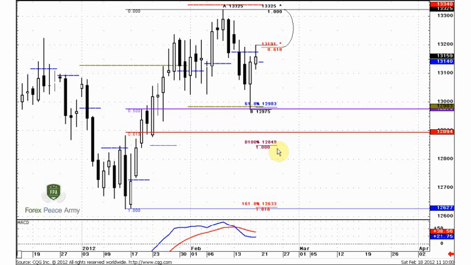If none of them happens, then we should expect continuation move to the downside, and I suspect that market will accomplish this ABCD pattern with the target around 128.50, 129 area.